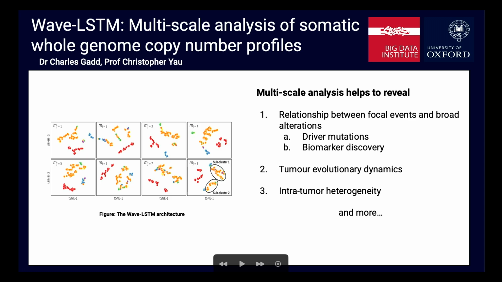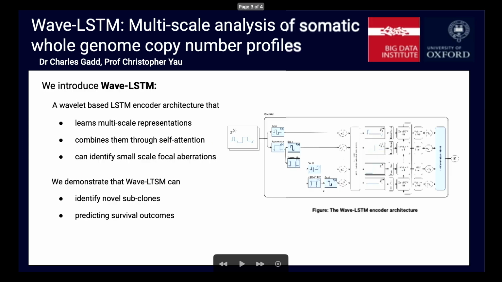So on the left, we can have a learned representation, in the top left of the figure, based on the coarsest of scales, and as we go down to the bottom right, we can learn representations based on small focal events. And this is important because learning these types of representations may lead us to discovery of driver mutations, biomarker discovery, tumor evolutionary dynamics, or to detect intratumor heterogeneity.